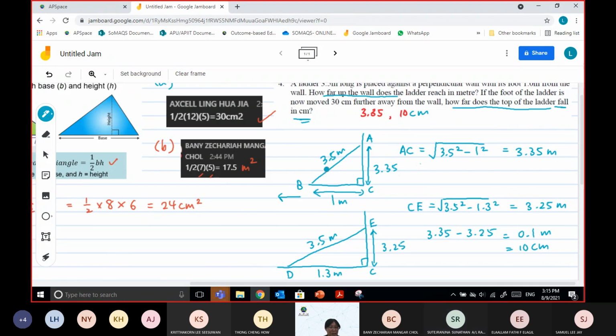Because when you move the ladder 30 cm further away, the ladder will fall. So that means after you move 30 cm further away, you can see the height goes from 3.35 to 3.25. And the question asks, how far does the top of the ladder fall? How much has it fallen? So that's why we minus.